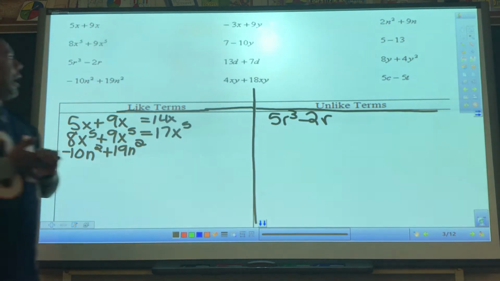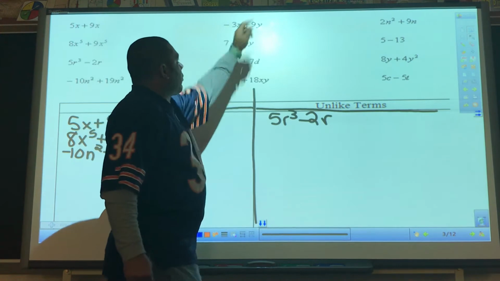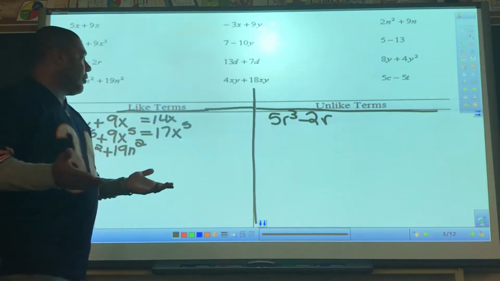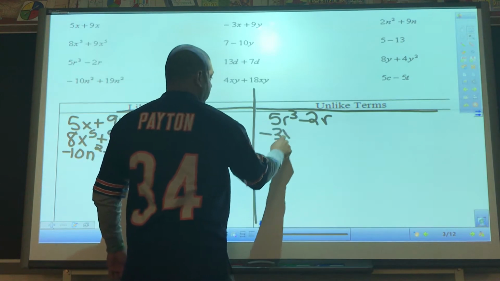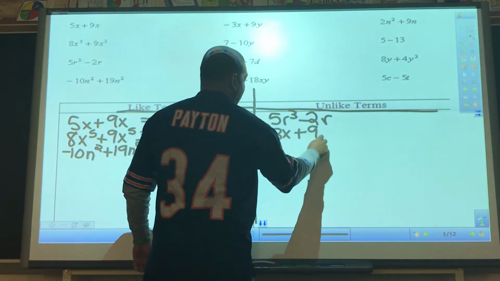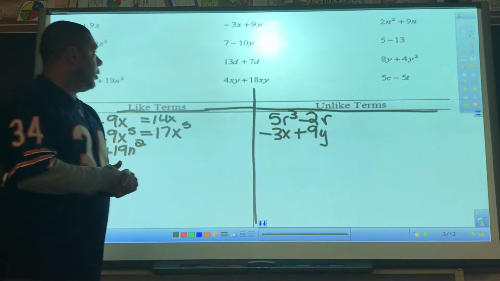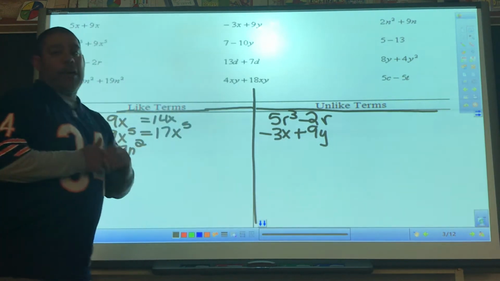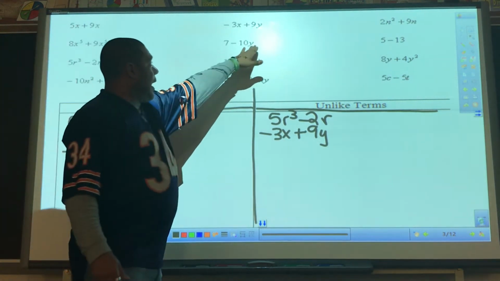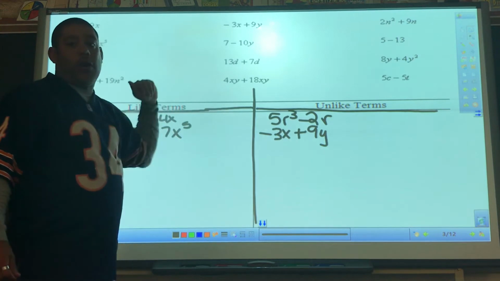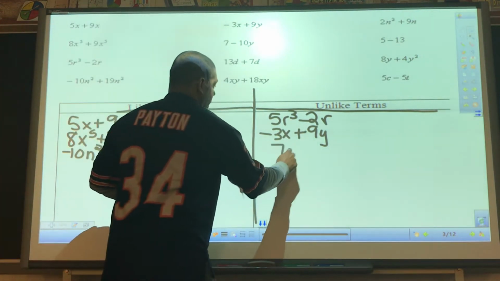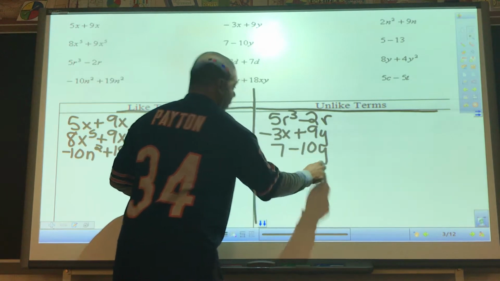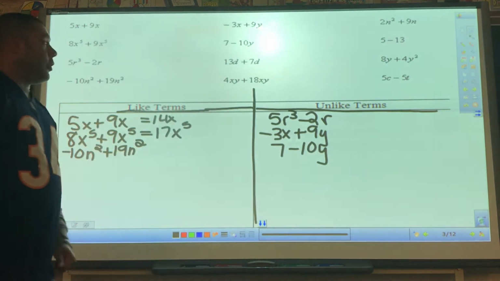On to the middle column. Negative 3x plus 9y, not even the same letter. They don't even have the same variable. Those are not like terms. I am not allowed to add those together. 7 minus 10y. The 10y has the variable y. The 7 is called a constant. It's a number without a variable. So no, those are not like terms. I am not allowed to add those together.